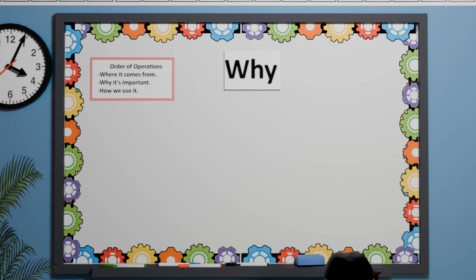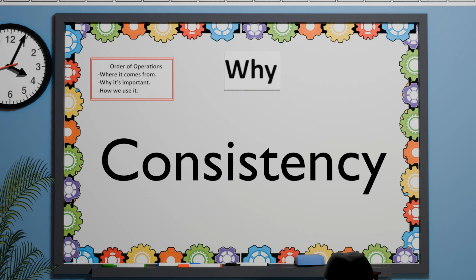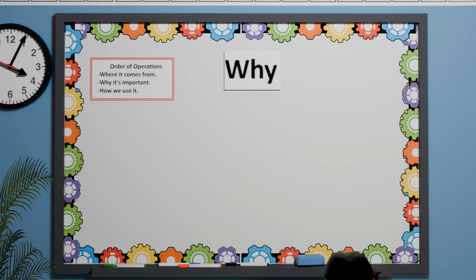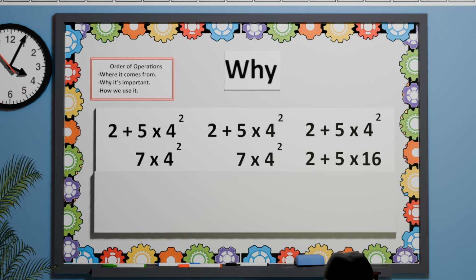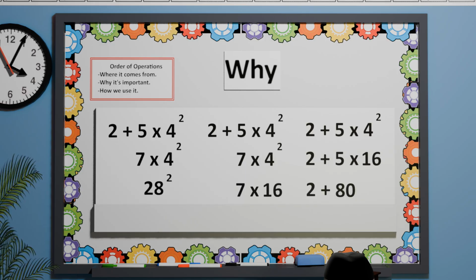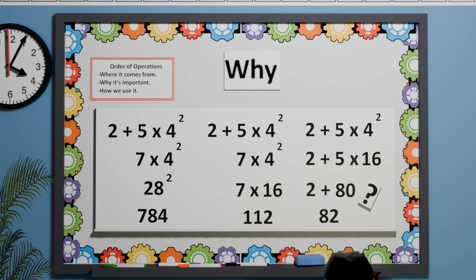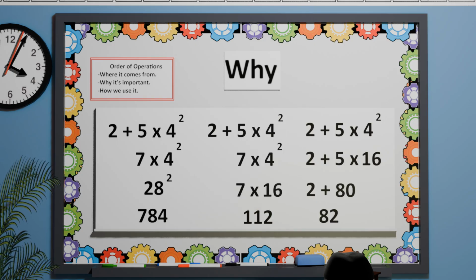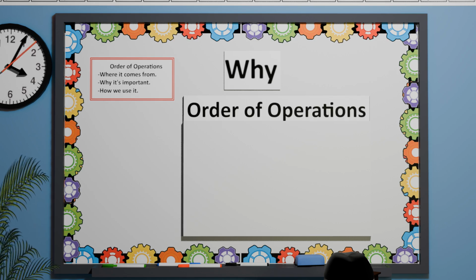The why from before is consistency. In order to do math consistently, people needed to agree on a set of guidelines to help us work through math problems step by step. This was so everyone would be able to do the same math problem and reach the same answer. It also lets mathematicians know that the people reading their work later will understand what they were trying to say. These steps are called order of operations.